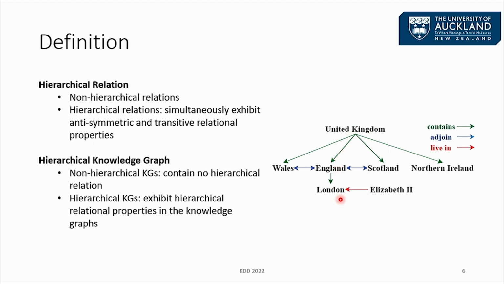But there are other non-hierarchical relations, for example, adjoins. We know that England adjoins Scotland and Wales. So this is a semantic relation. And lives in is an anti-symmetric relation, but it's not a transitive relation. And so we have this type of knowledge graph that consists of quite a lot of hierarchical relations. And so we want to come up with an effective representation learning approach such that we'll be able to capture the hierarchical and non-hierarchical relationships, but also at the same time, we want to perform first order logic queries in the representation space.